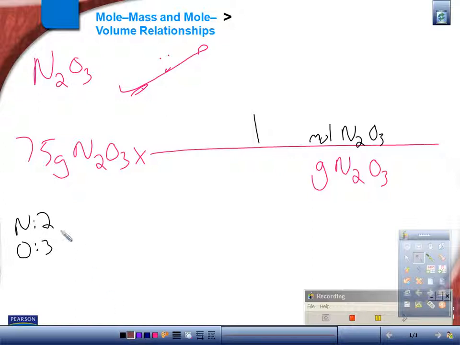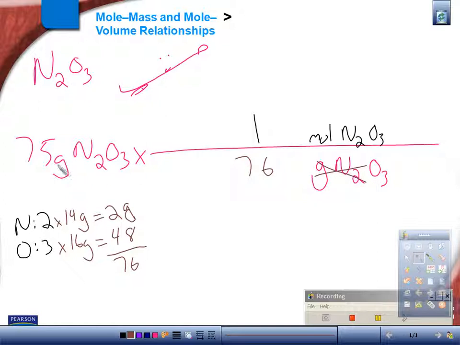I go to the periodic table, I look up nitrogen. I look up oxygen. I multiply across. I add them together. Put it up here. Cross off my like units. Okay, I'm in moles. The question says moles, so 75 divided by 76. I know what I did wrong. I multiplied. No, how did you get 76?